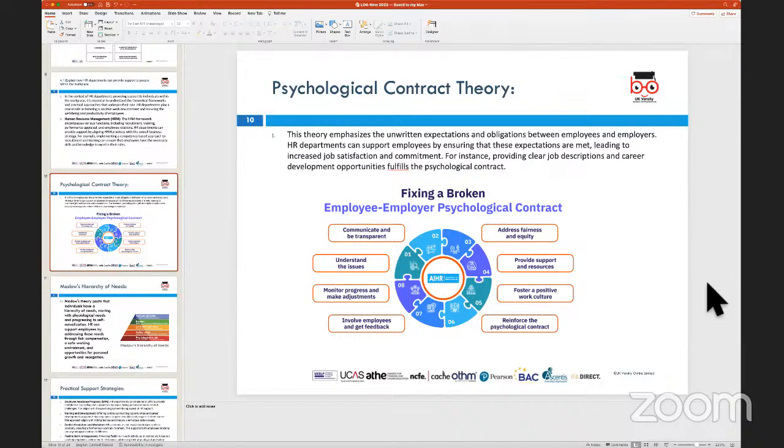Employees expect to be paid on time. Employers expect that the job they've given, the person's job description and the responsibility which has been given, the employee will be able to fulfill. When these expectations are met, it leads to increased job satisfaction and commitment from both ends. And this tends to be the psychological contract between the employer and the employee.